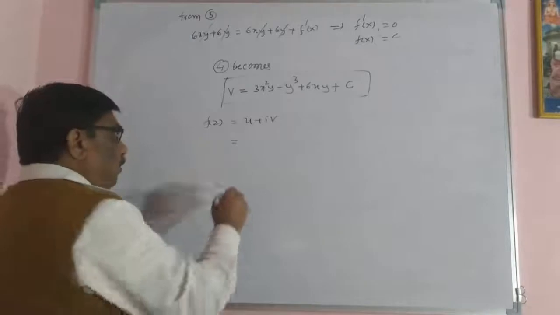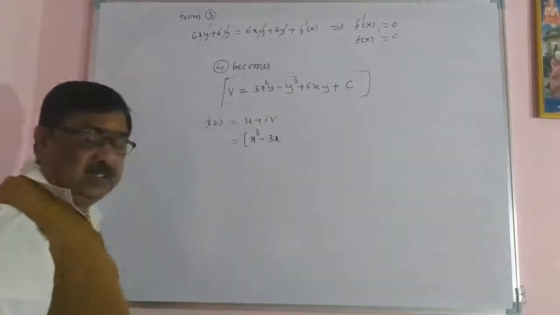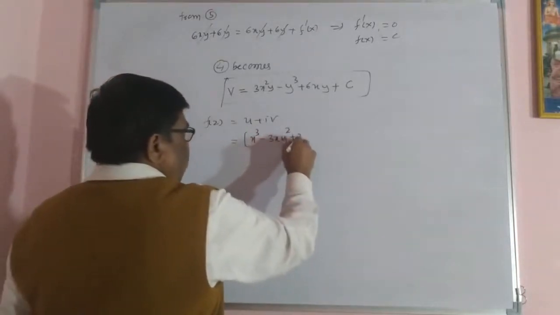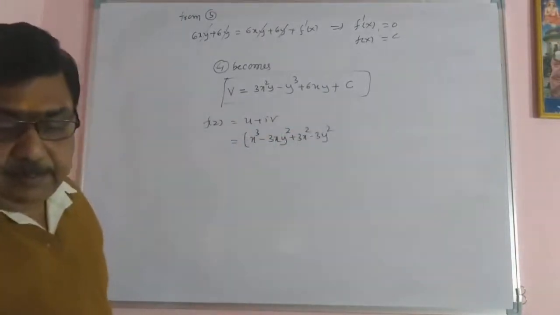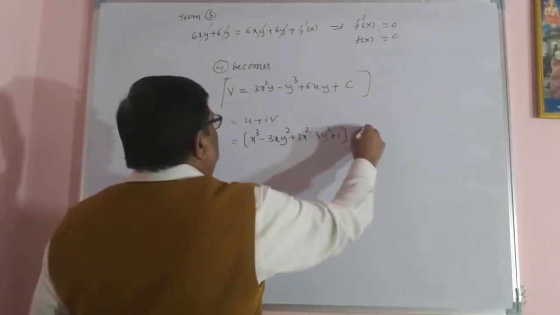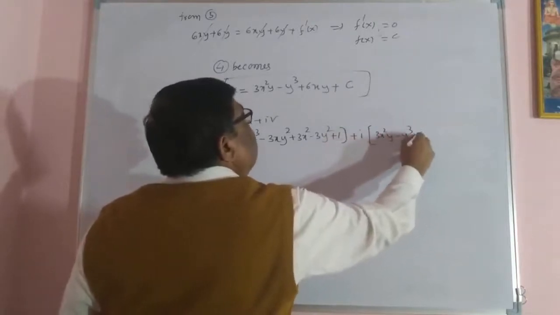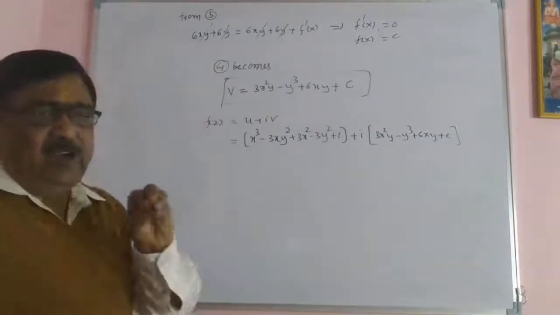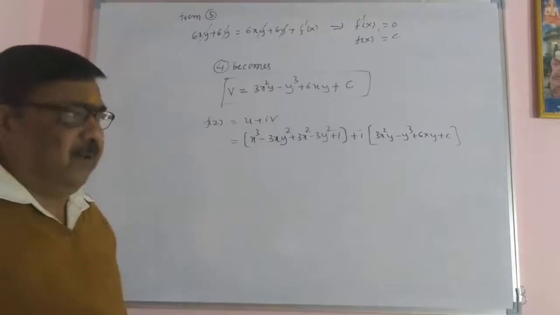It is x cube minus 3xy square plus 3x square minus 3y square plus 1, plus i into the v value, 3x square y minus y cube plus 6xy plus c. Just rearrange the terms. Try to get x plus iy, because x plus iy is z. You try to simplify in that form.